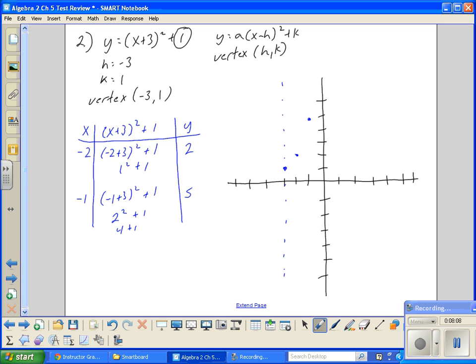So at this point, we got 2 points to the right of the vertex, or the axis of symmetry. So now we're going to mirror those to the left. So mirror that one and that one. Drawing my parabola, and it looks something like that.